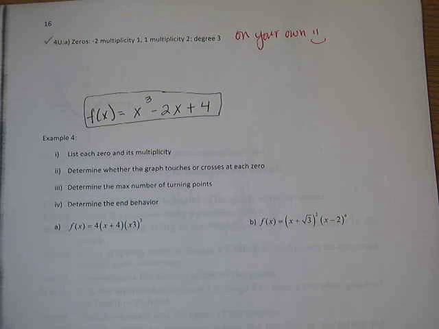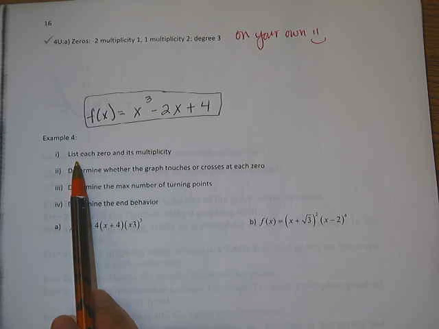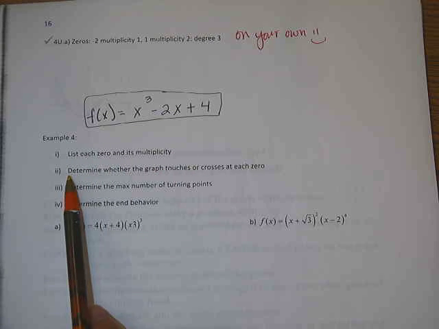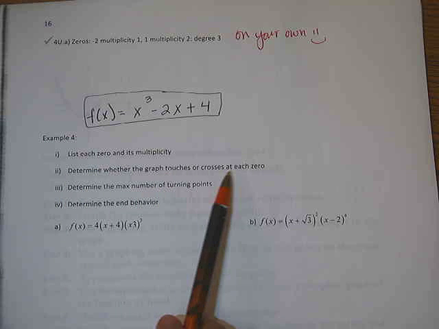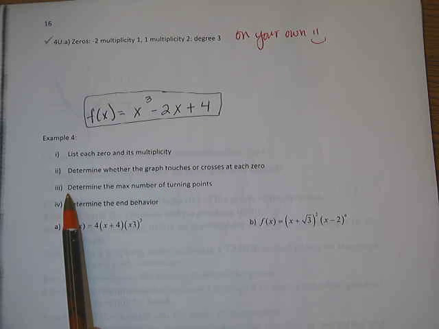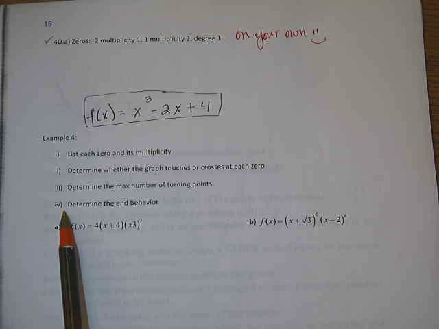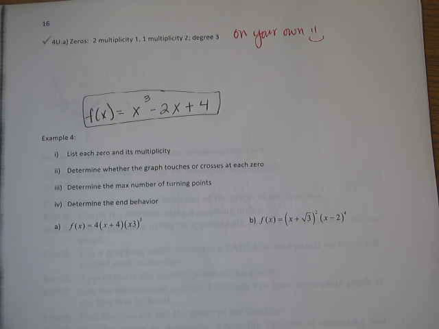Now we're going to continue with example 4. Example 4 has 4 different parts here. So first one, I want you to list each 0 and its multiplicity. The second one, I want you to determine whether the graph touches or crosses at each 0. Step 3, determine the max number of turning points. And step 4, determine the end behavior. Okay. So we're going to start with this very first one.